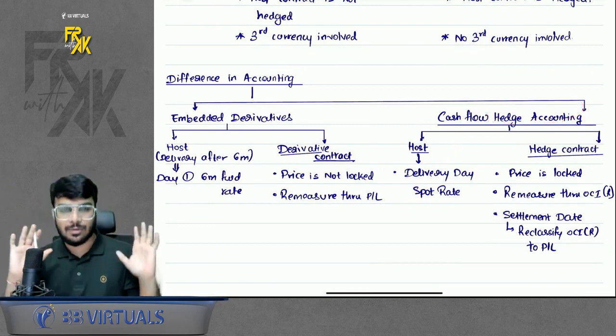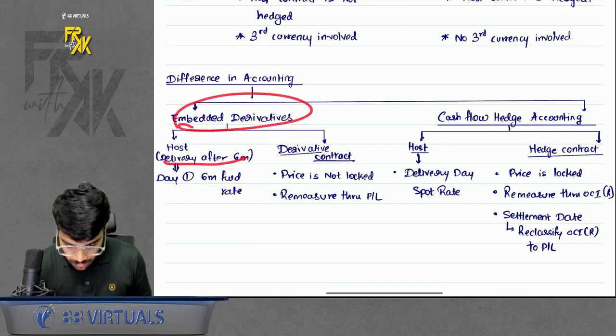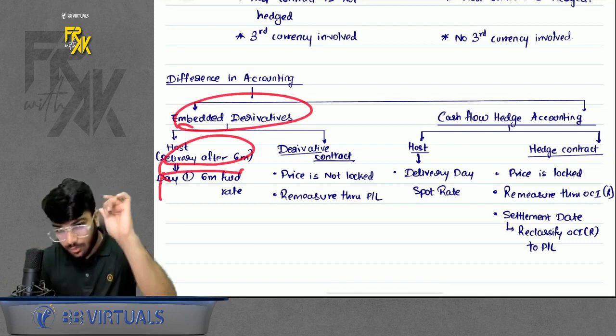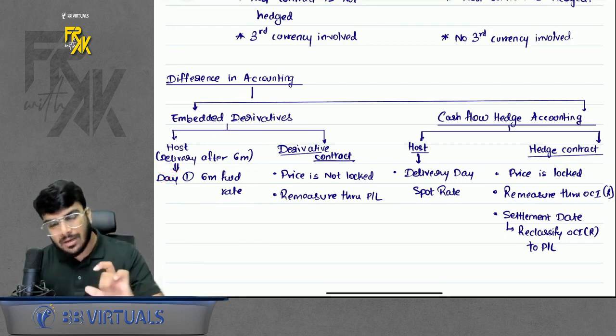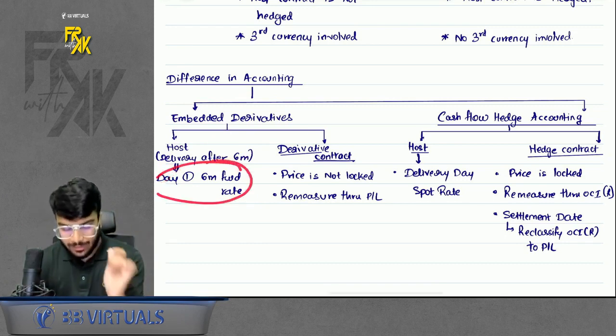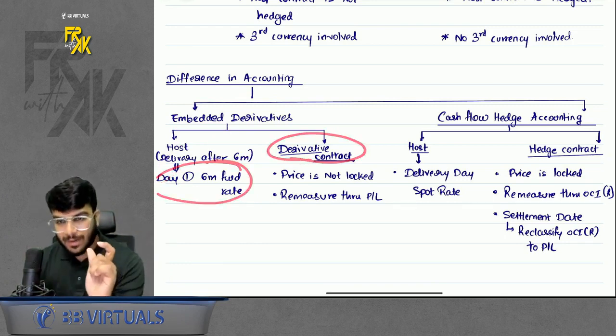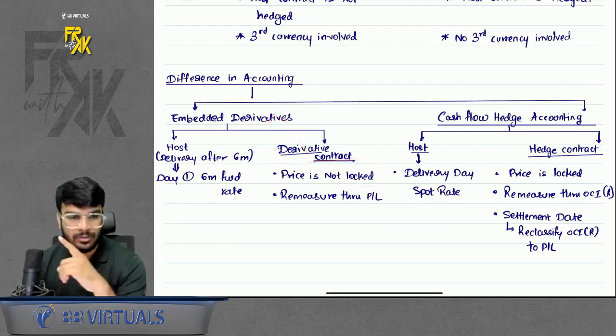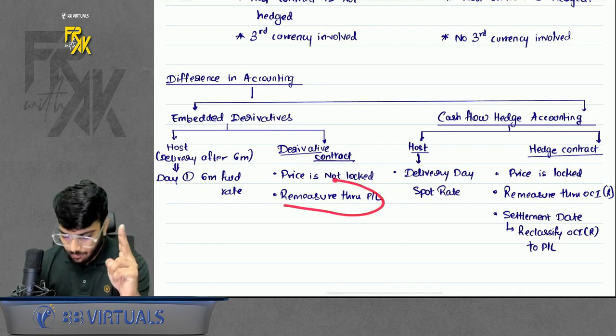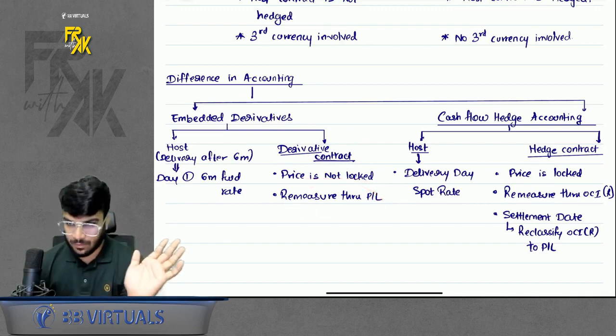So I gave a summary also. In embedded, on day one, for the host contract, you use day one's forward rate. You do the accounting at the end only, but at what rate? At day one's forward rate. For derivative part, just remember in embedded derivatives, we do not hedge our risk. We do not lock the price. Second thing, whatever remeasurement is done, transfer to profit and loss.